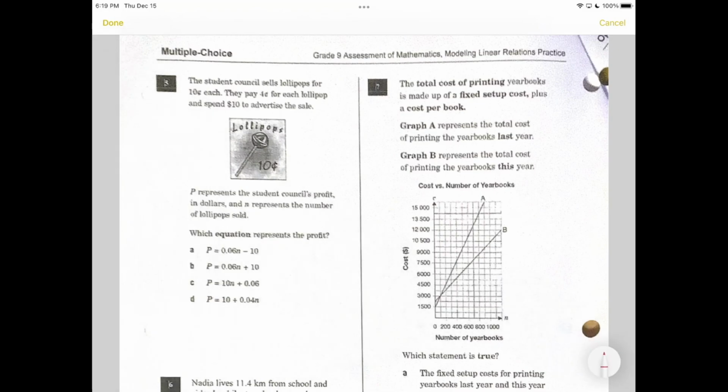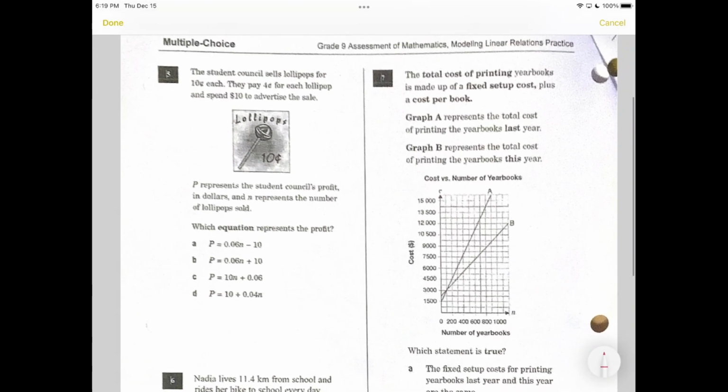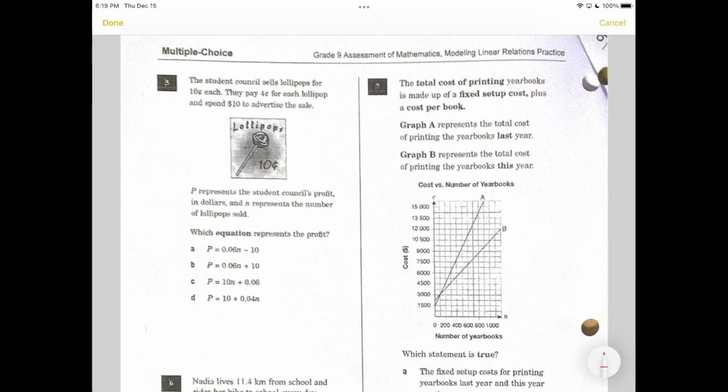Right, so let's begin. Let's create our formula. We know that it costs them 4 cents to make, and they sell it for 10 cents, right? So for every lollipop, let's see how much profit they make. 10 minus 4 equals 6. So we know that they make 6 cents of profit per lollipop, or in dollars that would be $0.06 per lollipop, and we know lollipop represents N.